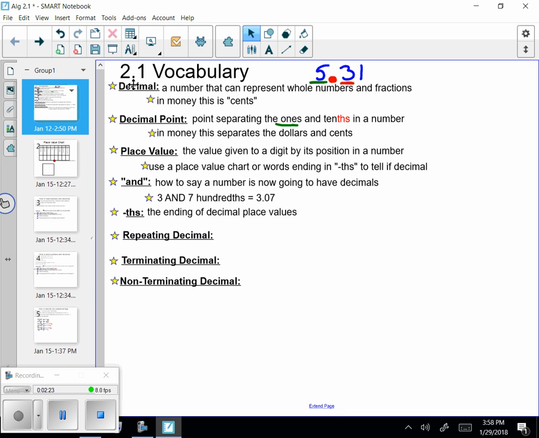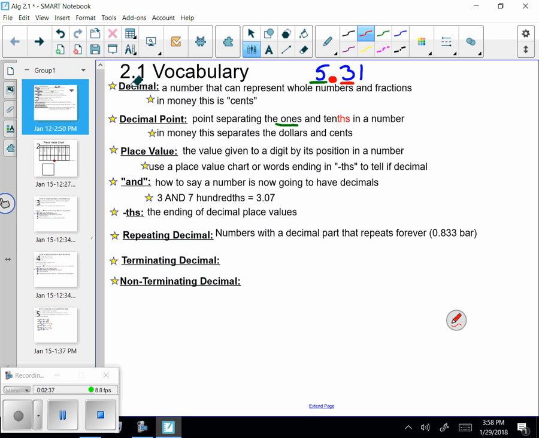We have tens, like 30. We have tenths, like 3 dimes, 3/10. Repeating decimal: numbers with a decimal part that repeats forever. We would read the number 0.833 with a line over the 3's as 0.833 bar. That bar means those 3's are going to repeat forever.